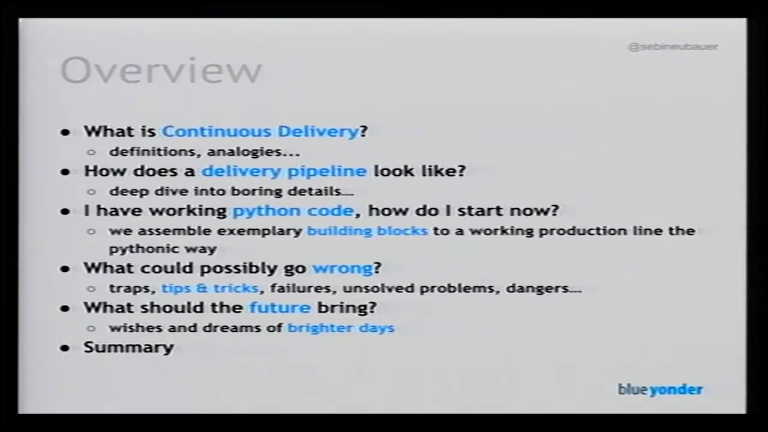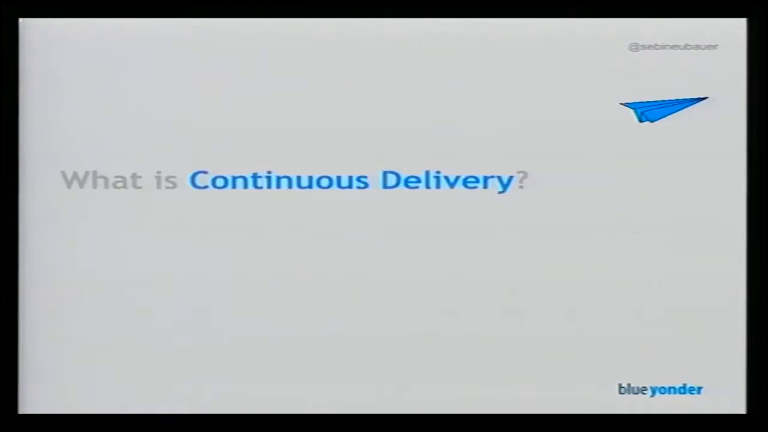And there we really assemble such an exemplary production line, a delivery pipeline, out of some building blocks. And this we will do in a Pythonic way. Then, what could possibly go wrong? Some tips and tricks from my side, from my experience, and maybe a short outlook on what might be in the future, some wishes, and a short summary.